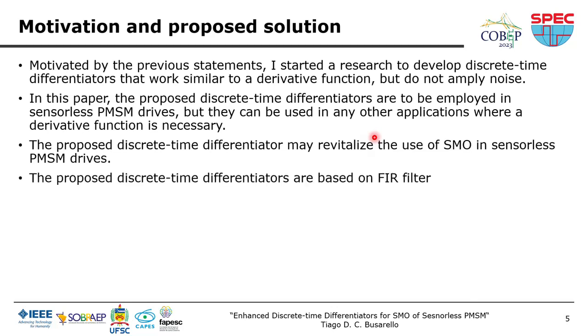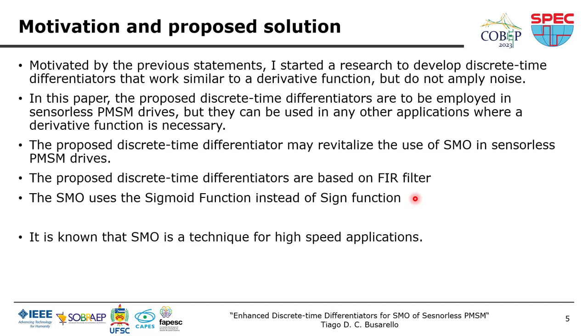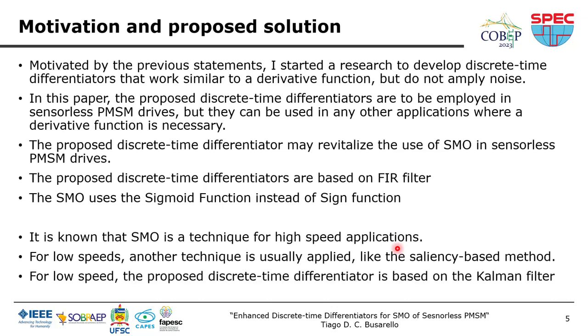The proposed discrete-time differentiators are based on finite impulse response filters, and the sliding mode observers use the sigmoid function instead of the sign function. This reduces quite considerably the chattering found in this algorithm. Additionally, we know that the sliding mode observer is a technique for high-speed applications. For low speed, another technique is usually applied, like the saliency-based method. So for low speed, the proposed discrete-time differentiator is based on the Kalman filter.